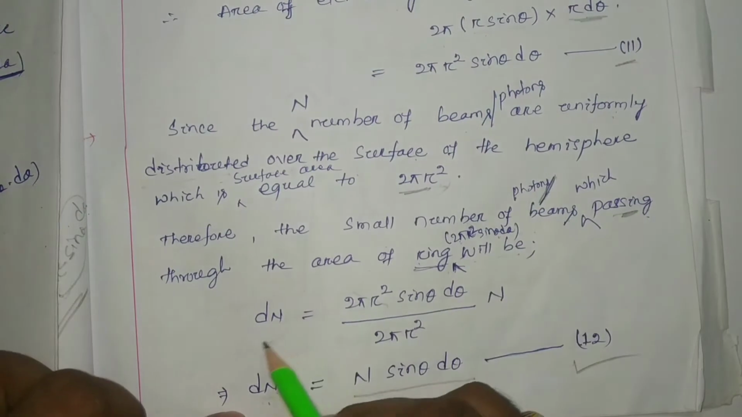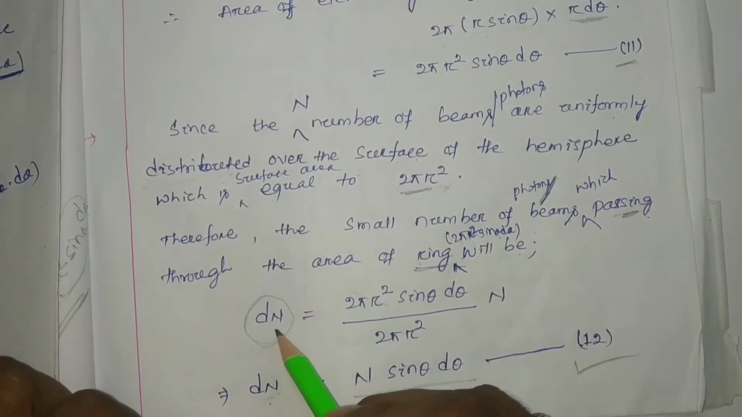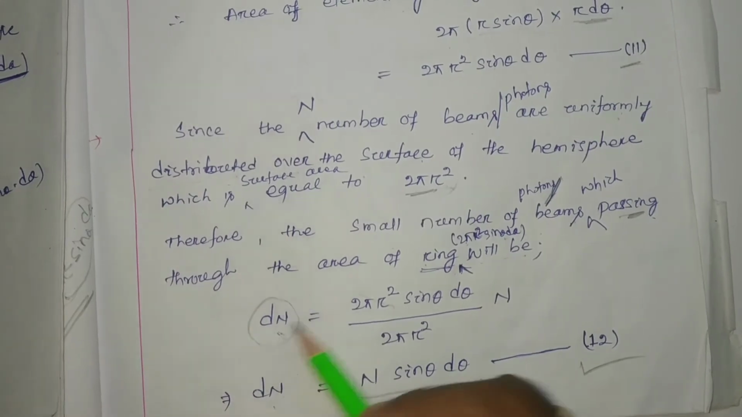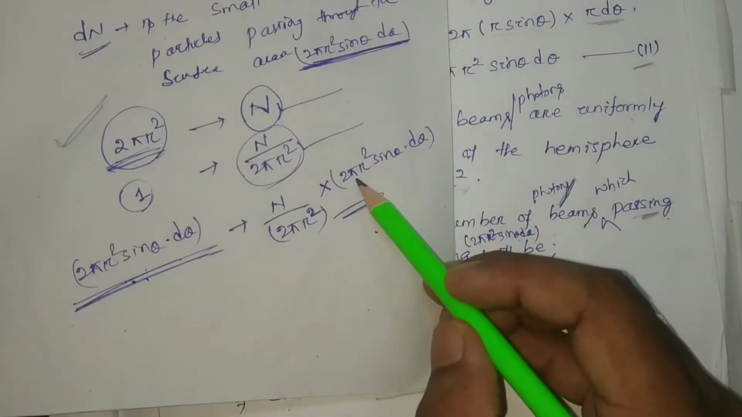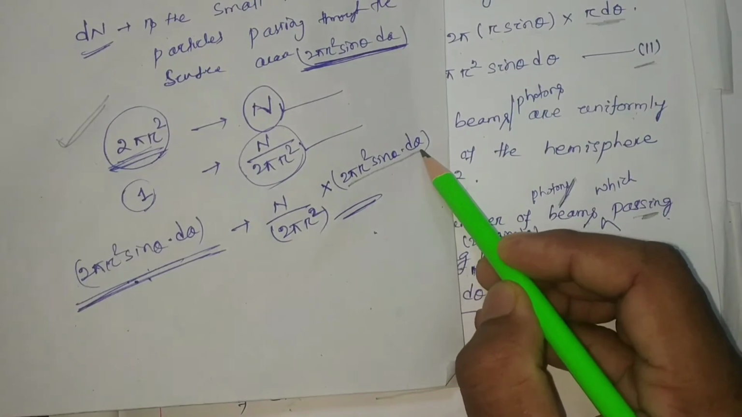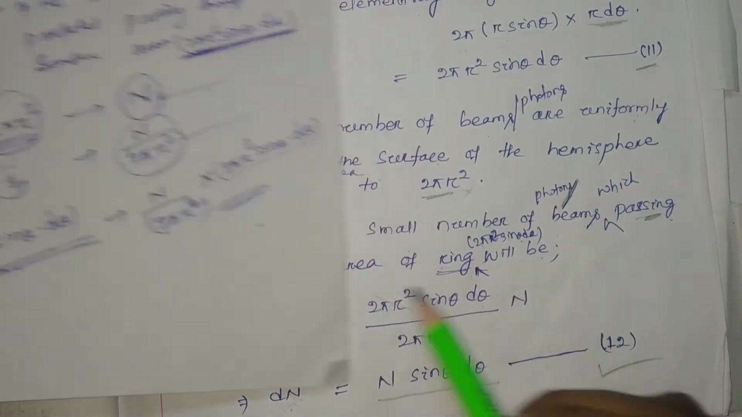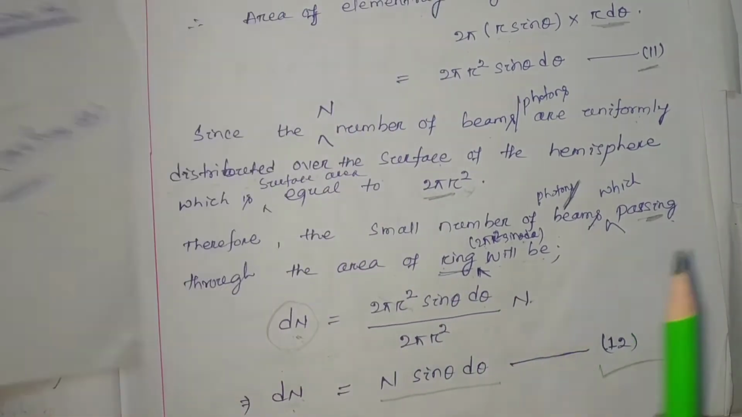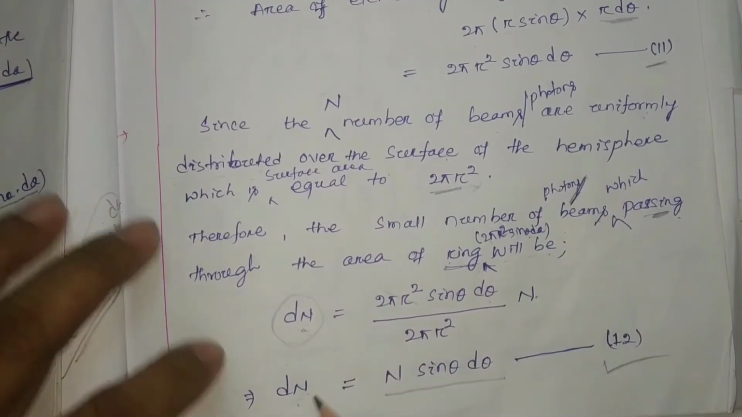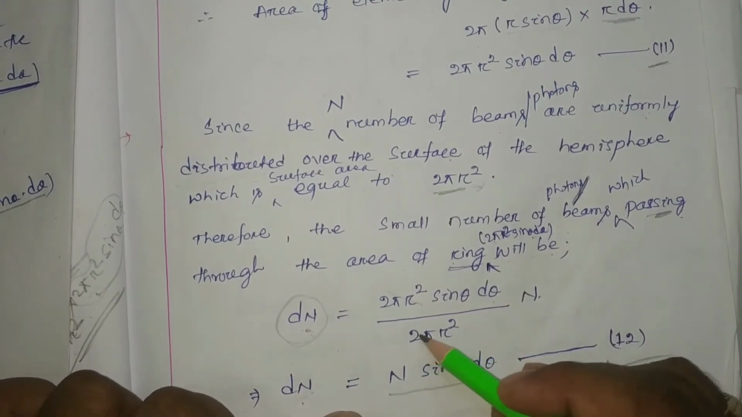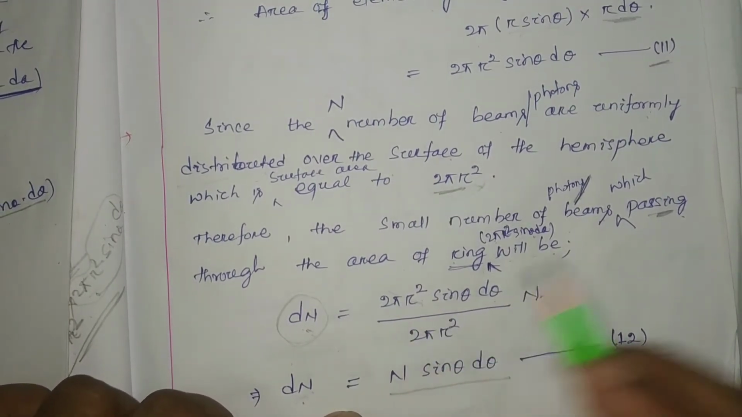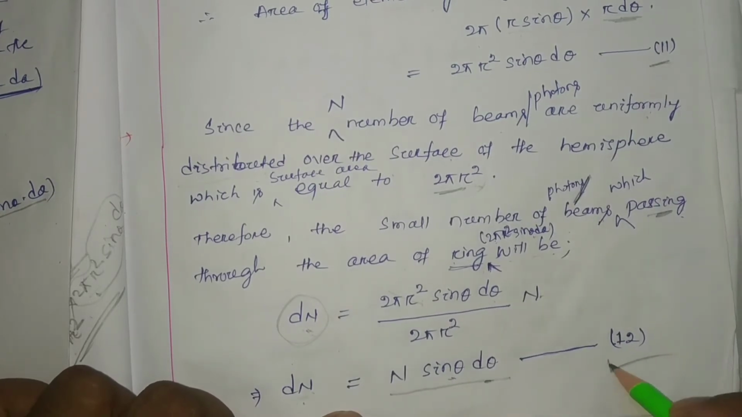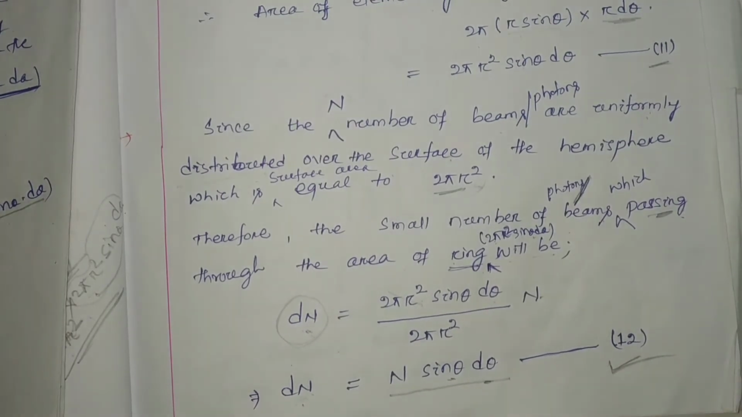Let that be your dn, the small number of beams. dn will be equal to how much we found? 2 pi r square sine theta d theta divided by 2 pi r square into n. So that implies dn will be equal to, here 2 pi r square gets canceled, we found n sine theta d theta. Let this be your equation number 12.